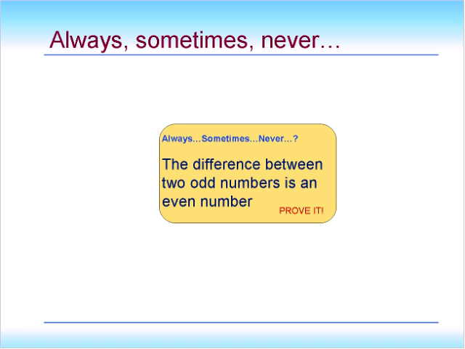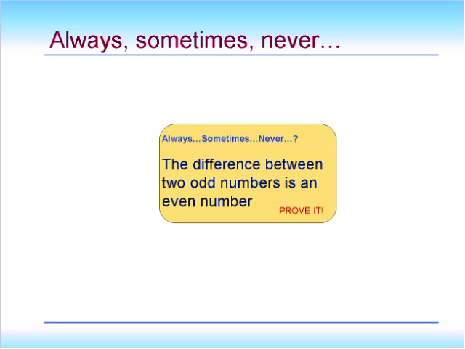Always, sometimes, or never as a question. The whole idea of this is for children to actually prove a statement. So for this example: the difference between 2 odd numbers is an even number. Is that always true, sometimes true, or never true?